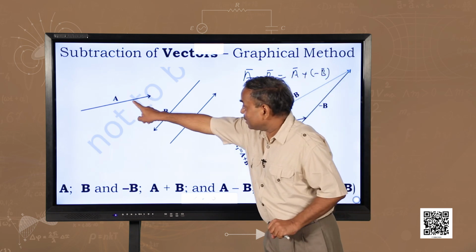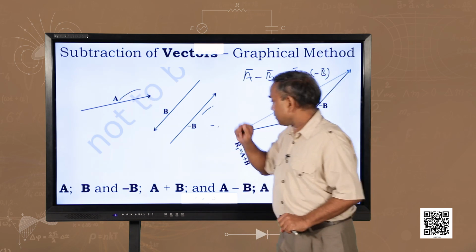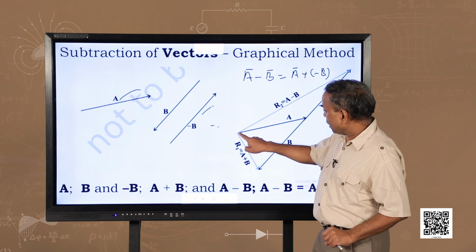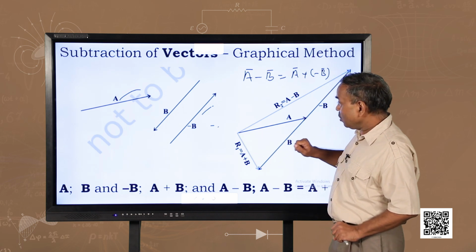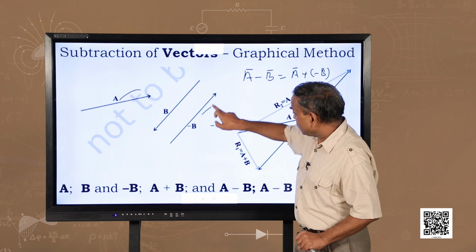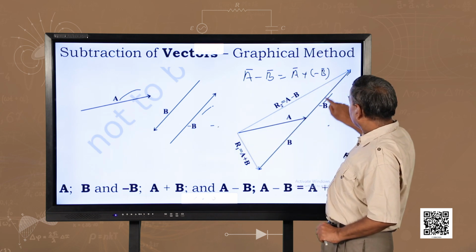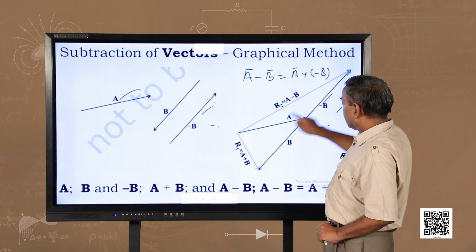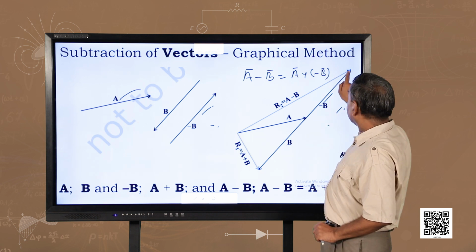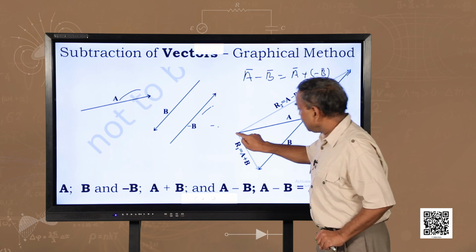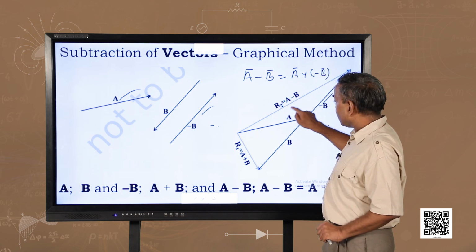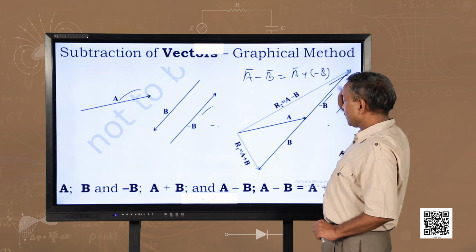Now, let us add this vector and this vector and see how it happens. This is my vector A. Now, this is my minus B vector. The tail of this and the head of this will give me the resultant vector R2, which is A minus B.